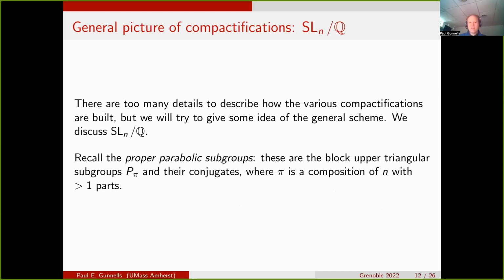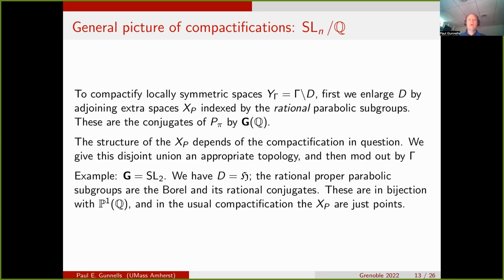So I can't really talk about how these work, it's just too complicated, but I do want to give an idea of the general scheme of how they're made. And I'm going to do SLNQ. So there'll be some overlap with what you hear from Peter. But first of all, recall these proper parabolic subgroups, the block upper triangular subgroups and their conjugates. And we're considering only the proper ones, so we only want the block diagonal ones where we have at least 2 blocks on the diagonal. Okay, so those are some nice subgroups of GLN, SLN.